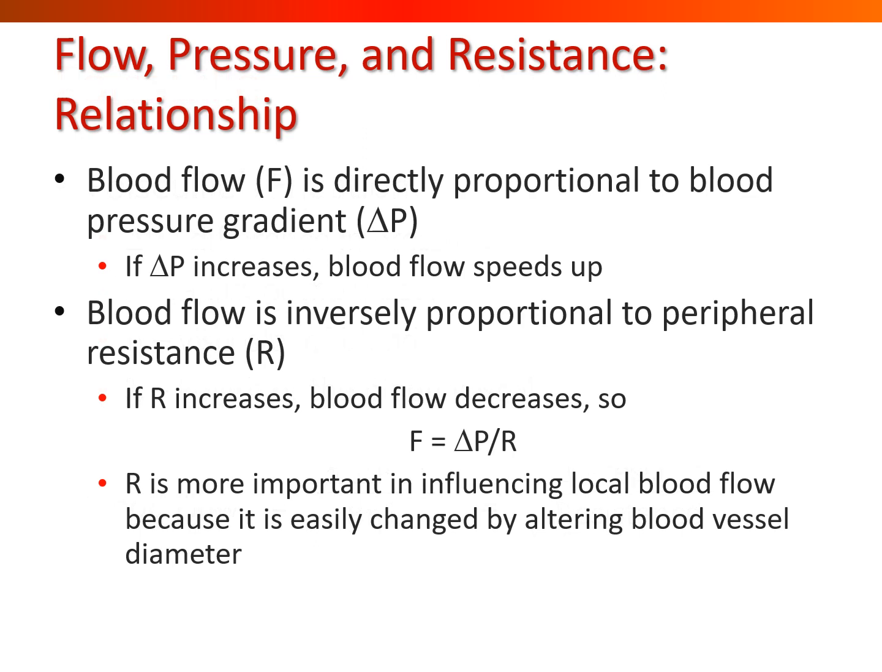So when we look at the equation that Poiseuille gave us, which is right down here, we've got flow is equal to a change in pressure over resistance. So what we can say then is that blood flow is going to be directly proportional to blood pressure, so that if pressure increases, blood flow speeds up. We can also say that blood flow is inversely proportional to peripheral resistance, which means that if resistance increases, then blood flow would decrease. I know this is a lot of words. Let's look at it a different way.